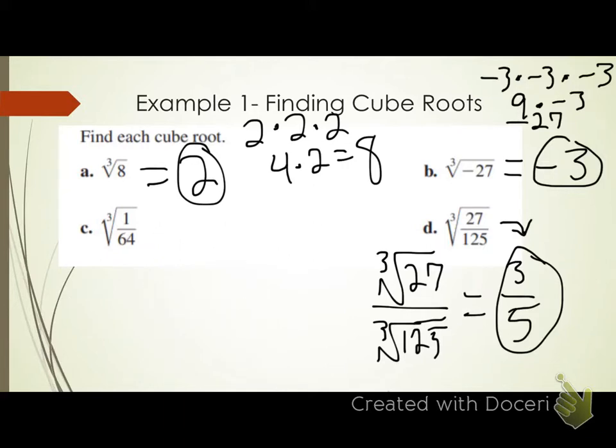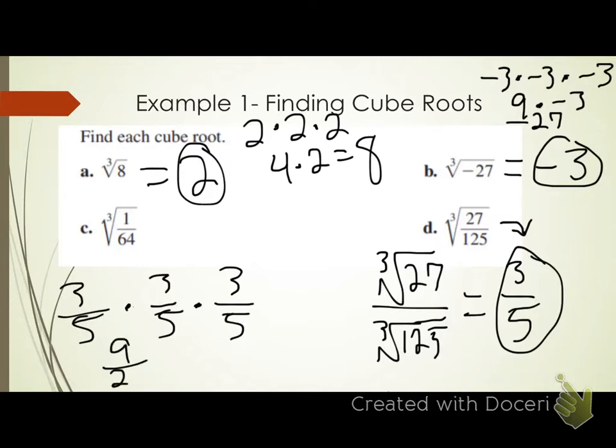Once again, I can check my answer. If I do 3/5 times 3/5 times 3/5, a number times itself twice. 3/5 times 3/5 is 9/25. 9/25 times 3/5 gives me 27 over 125. So I know 3/5 is my cube root. Let's move on to the next set of examples.